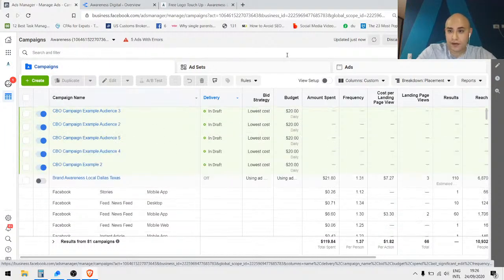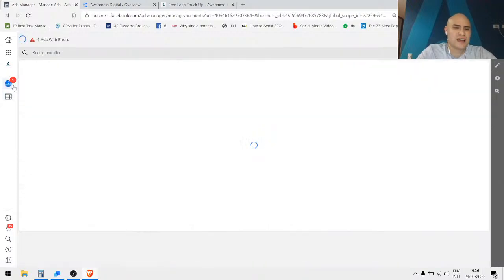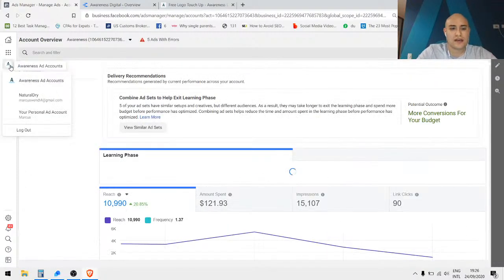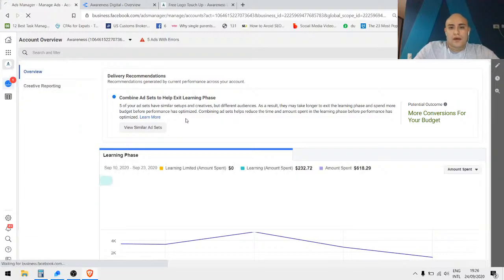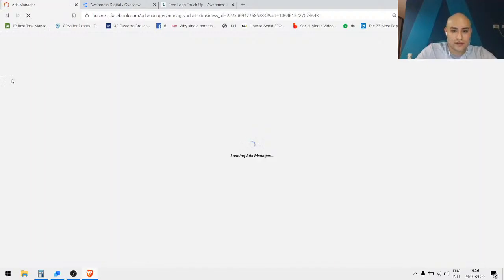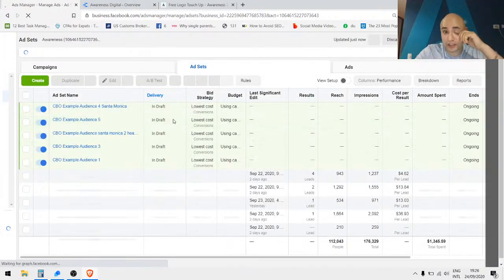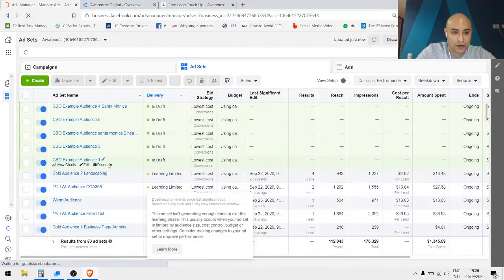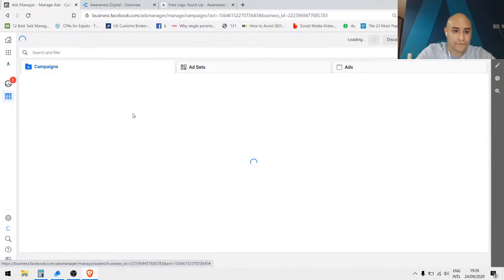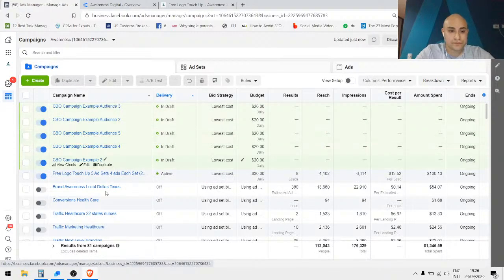Our campaign disappeared. I don't know why it does that sometimes. Sometimes Facebook has these glitches and does these dumb things where you have to refresh. Again, there it is. Okay, so let's go to our campaigns.